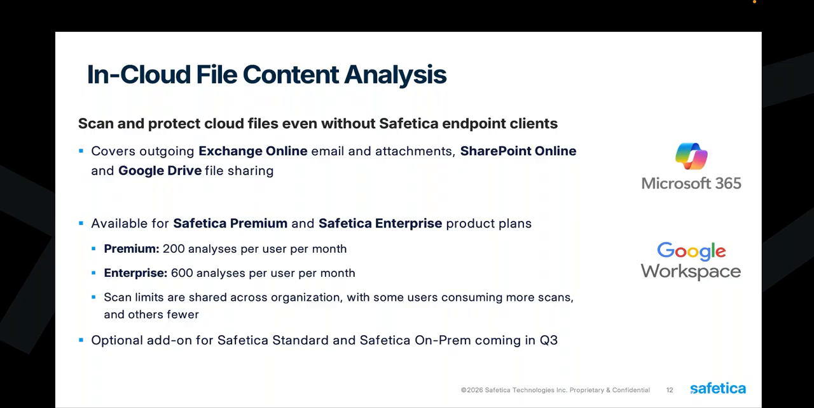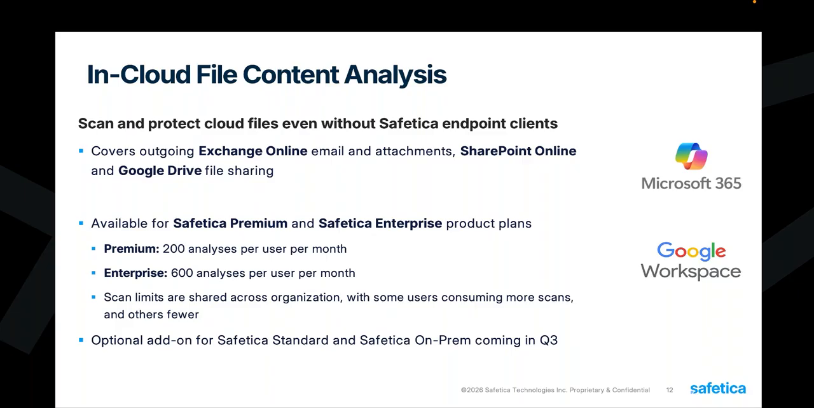And again, these scan limits that I've just mentioned, the 200 and 600, are shared across the organization. So even if you have some customers who are heavy into file sharing or file sending operations, they can be evened out by those users that are less heavy. And basically, you get a multiplication of 200 per user per month allowance that you can use across the organization.